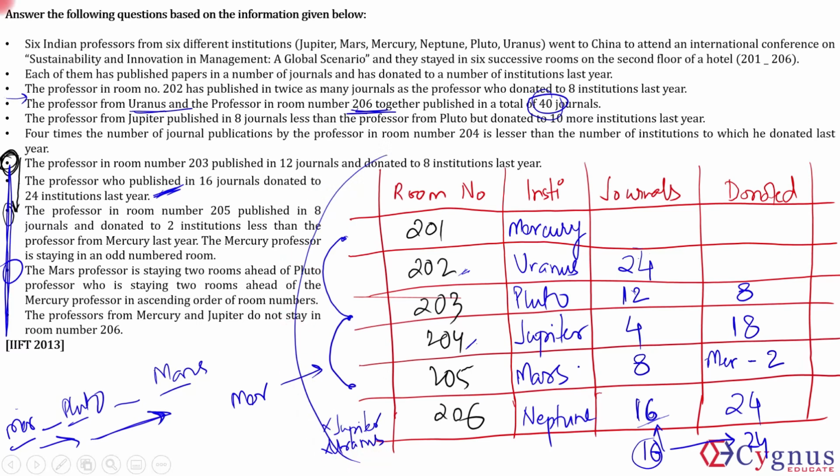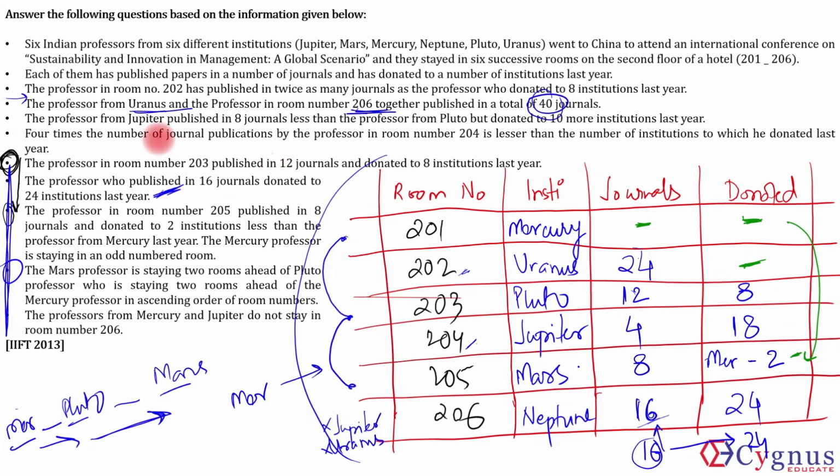So far, we do not yet know about this place, the donated institutes amount here, and we don't know about this also. If Mercury comes, this will also be filled, but we don't know Mercury so far. So let's look at the questions before we worry about these unfilled places.